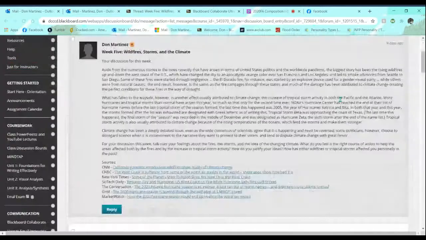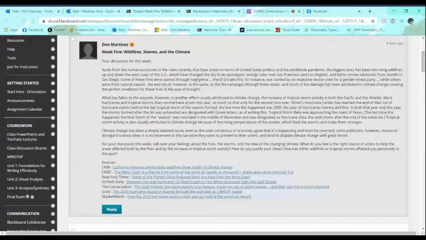Now we get to week 5. Week 5's thread: wildfires, storms, and the climate is the topic. And here is the text of it. Aside from the numerous stories in the news recently that have arisen in terms of United States politics and the worldwide pandemic, the biggest story has been the rising wildfires up and down the west coast of the U.S.